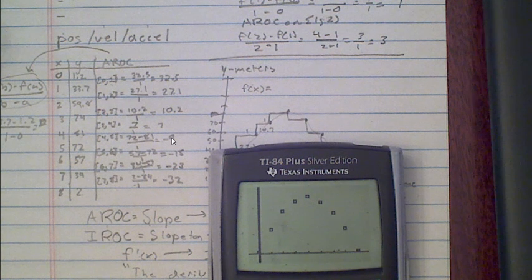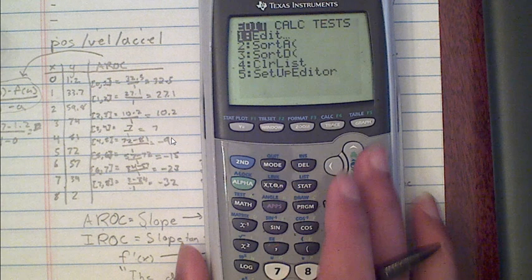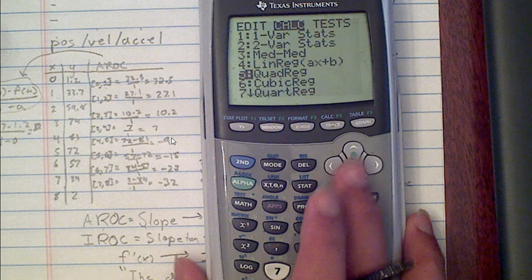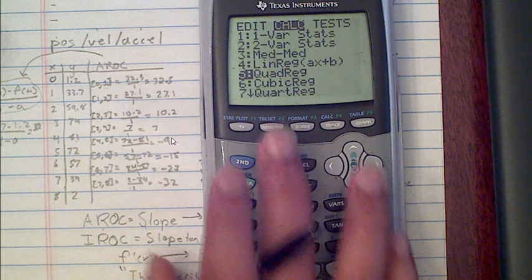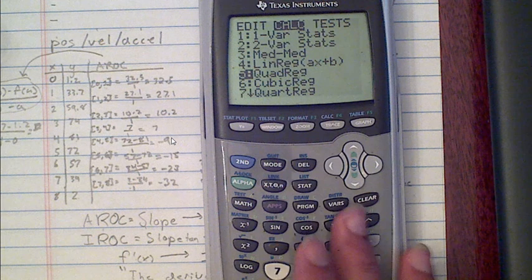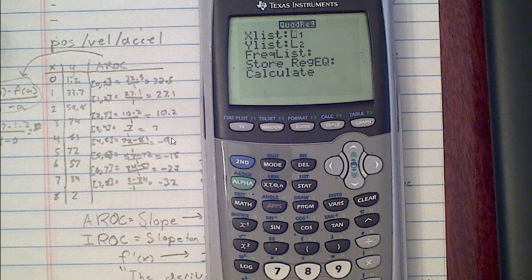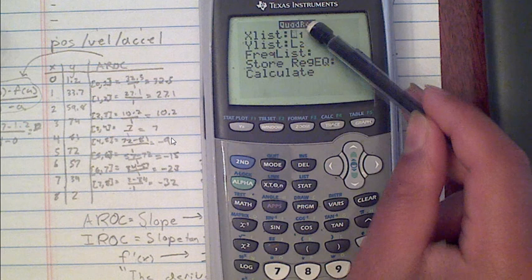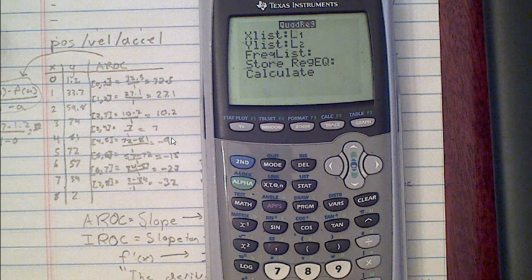So what we're going to do is go to stat. Calculate, quadratic regression. Quad doesn't stand for 4. It stands for quadratic, which is x squared. Hit enter. Our x list should be L1, y list L2, because this is our x's, this is our y's. We've already put it in there when we did our stat edit. We're going to hit enter, enter, enter, enter, enter.